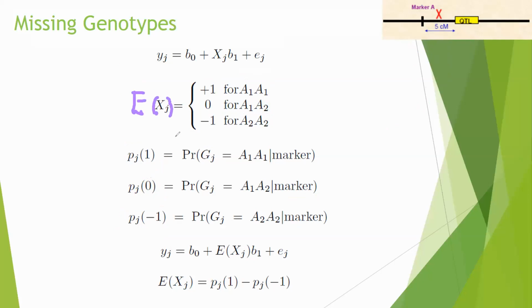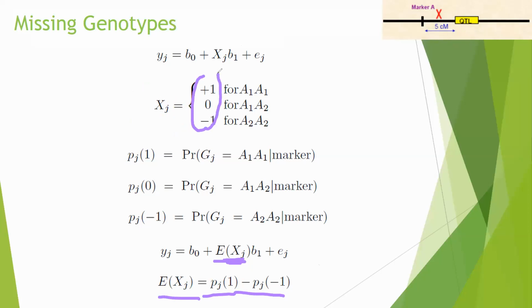Although we do not directly observe the genotype of this XJ, which is the genotype for this QTL, we are able to calculate the expected value for this X genotype, right? Then we can replace this unknown thing by its expectation, right? The expectation, so I hope you know how to do this, right?